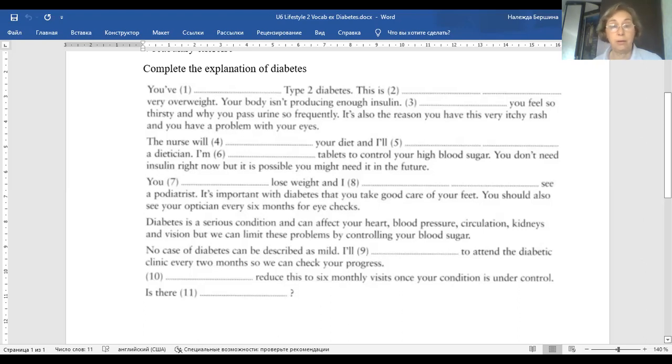Actually, I think a dietitian is a dietitian himself or herself. So: I'll be your dietitian. Good. So Mustafa, number 6.